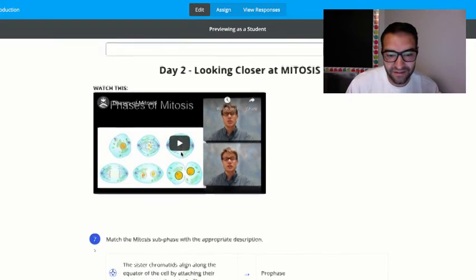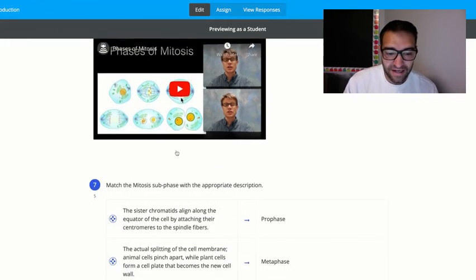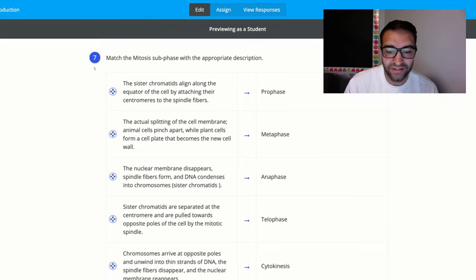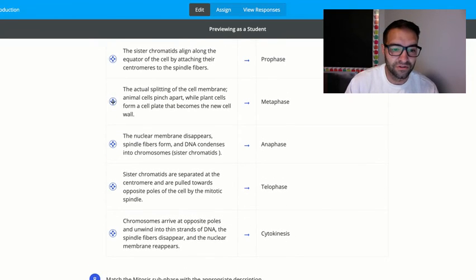And next, looking at part two here, we're going to be looking closer at mitosis. Again, watch this video; it'll be essential, and you might end up rewatching it, because the goal is simply that you can try to apply it. Match the mitosis subphase with the appropriate description. I have the subphases here in order: prophase, metaphase, anaphase, telophase, and then cytokinesis. You should be able to move these around. I kind of gave this one away, right?